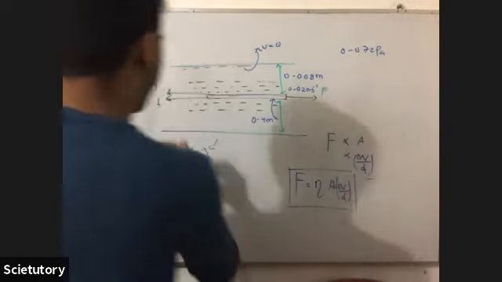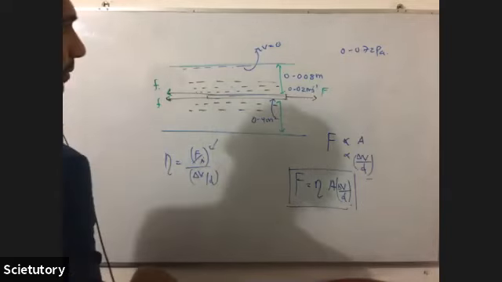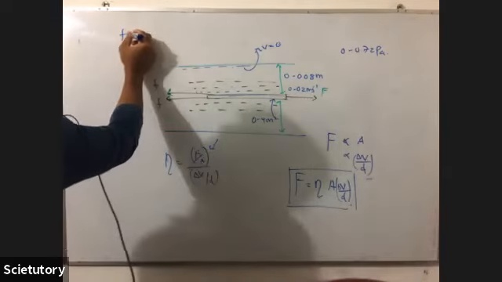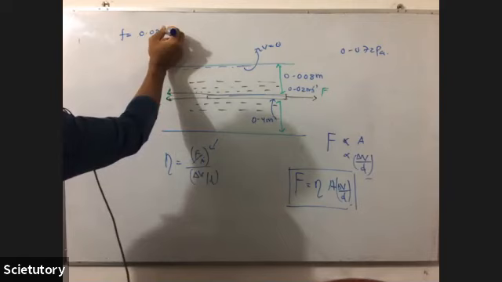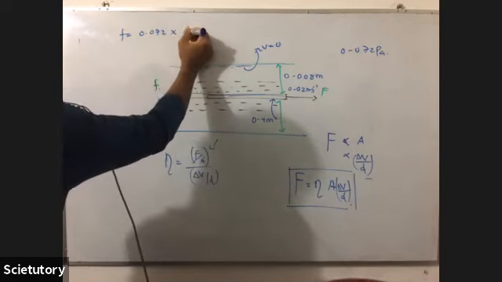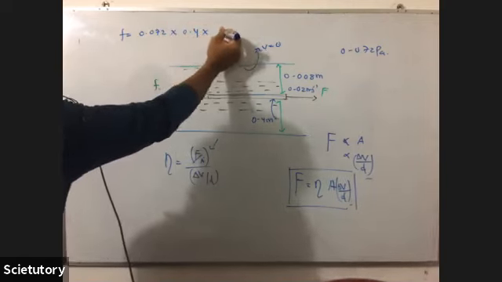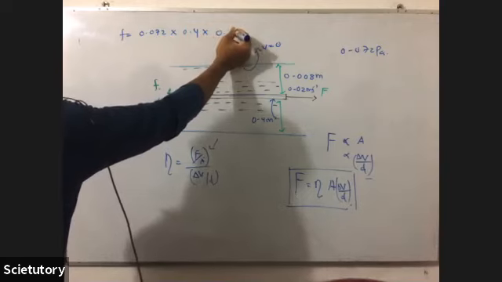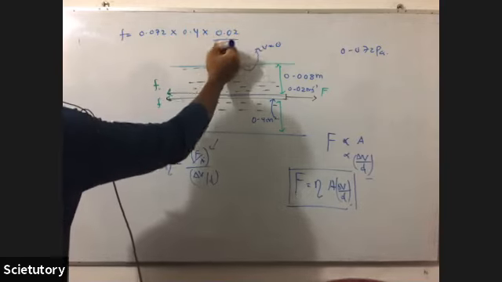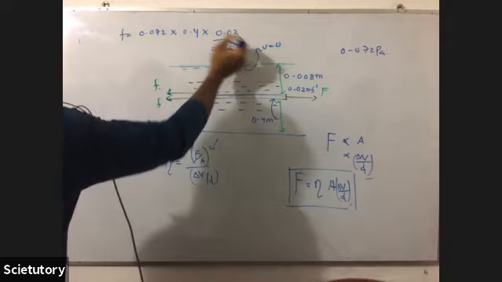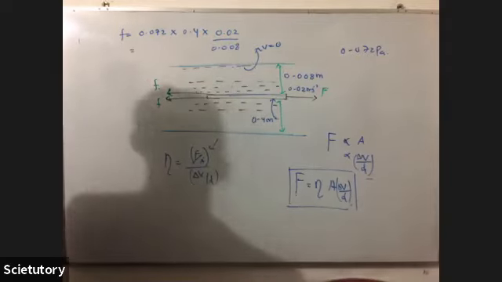So now you have to find one F, then multiply it by 2. So F is equal to eta 0.072, area 0.4, velocity gradient 0.02 divided by 0.008. So if you simplify this, what's the answer?